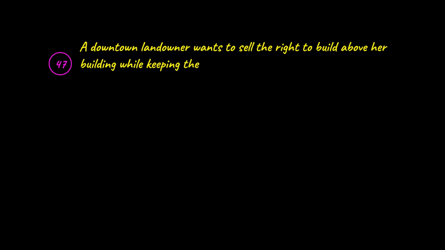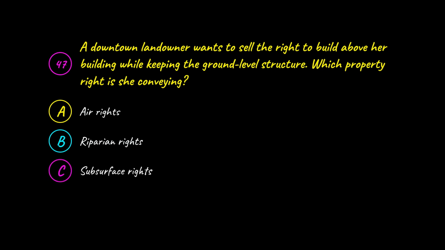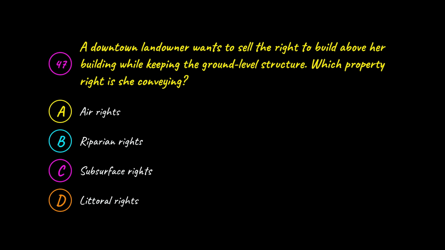Question 47. A downtown landowner wants to sell the right to build above her building while keeping the ground level structure. Which property right is she conveying? Your options are A, air rights, B, riparian rights, C, subsurface rights, D, littoral rights. Don't overthink it. Which one feels right?